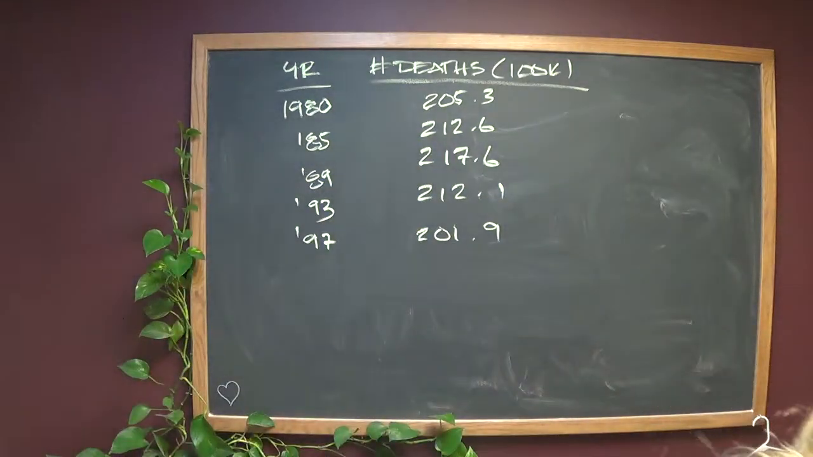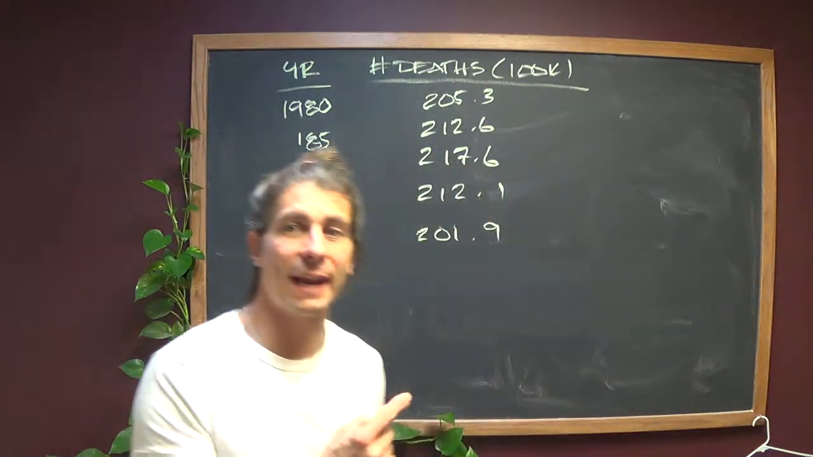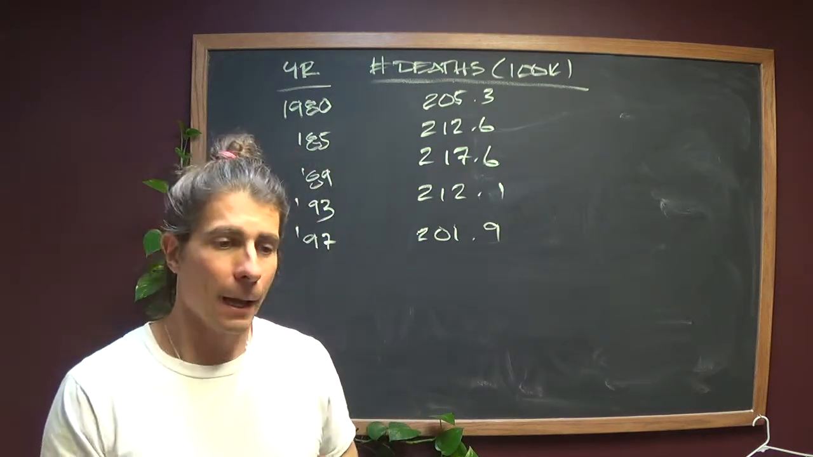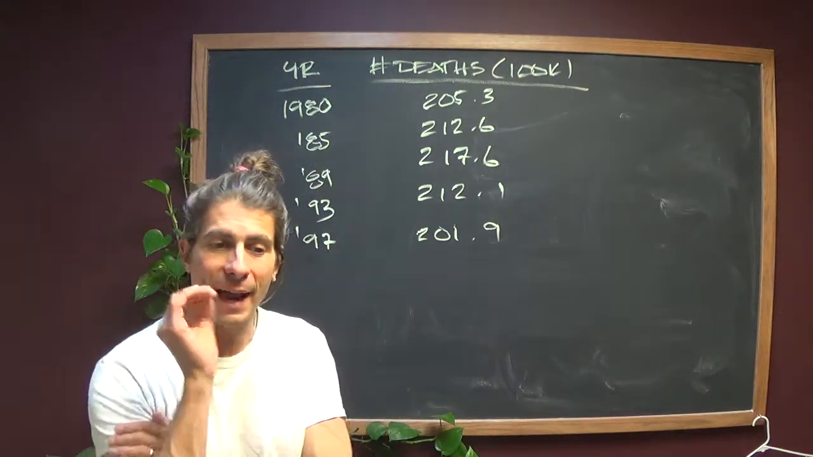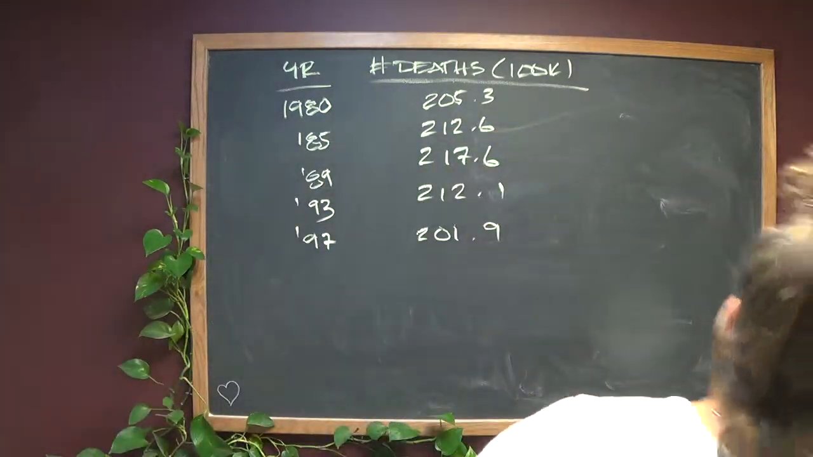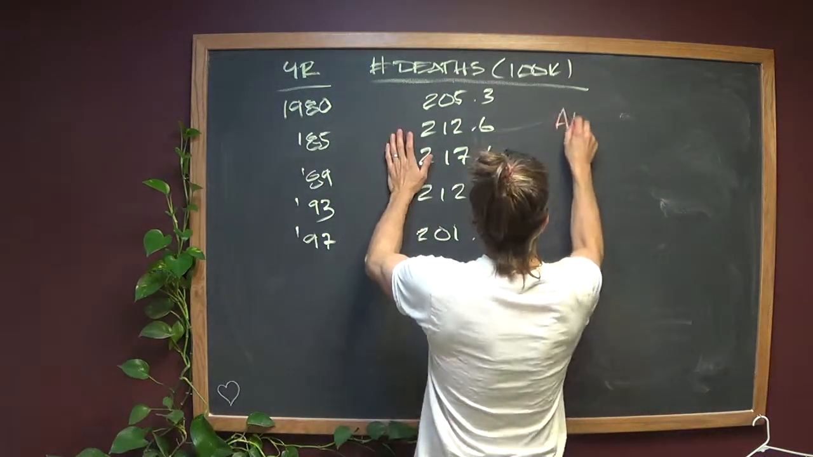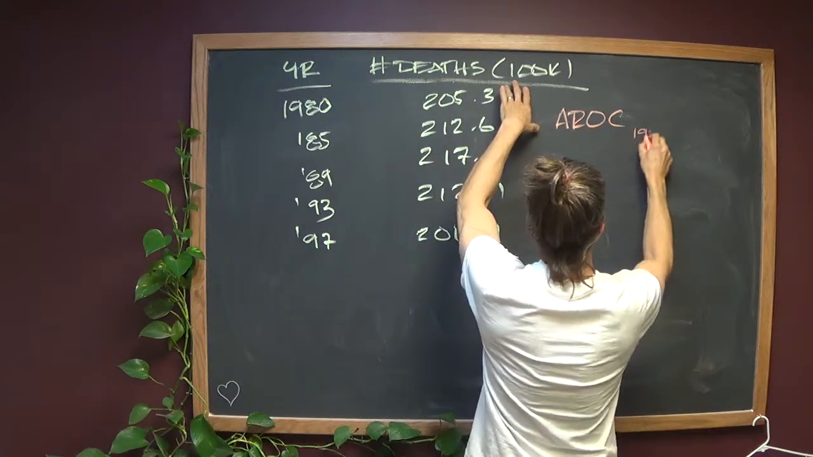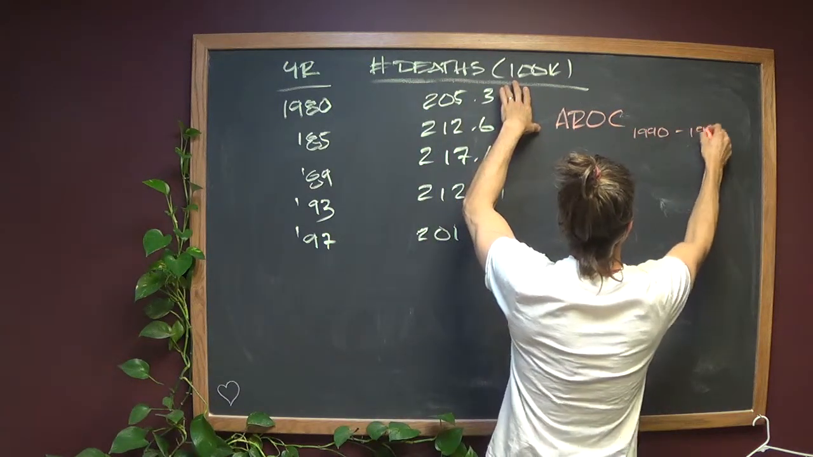So what I've got you doing is running those data through your TI to get a quadratic regression. I'm assuming you've already done that. The first question asks you to find an average rate of change in these cancer deaths per 100,000 from 1990 to 1995.